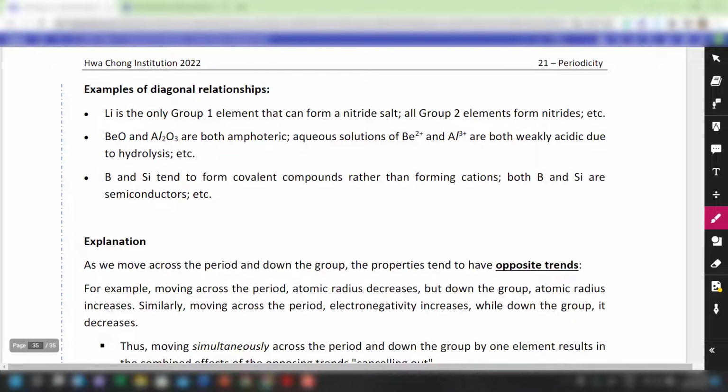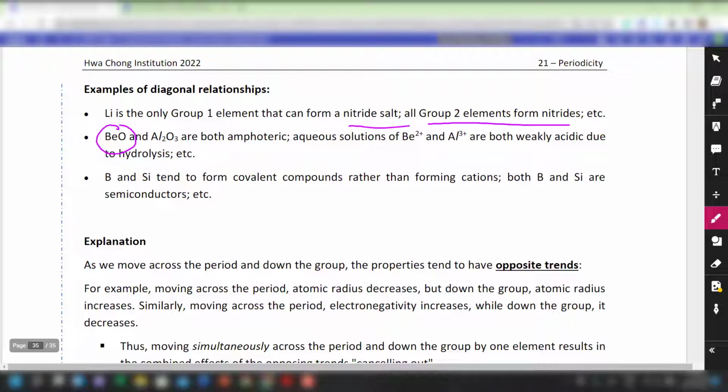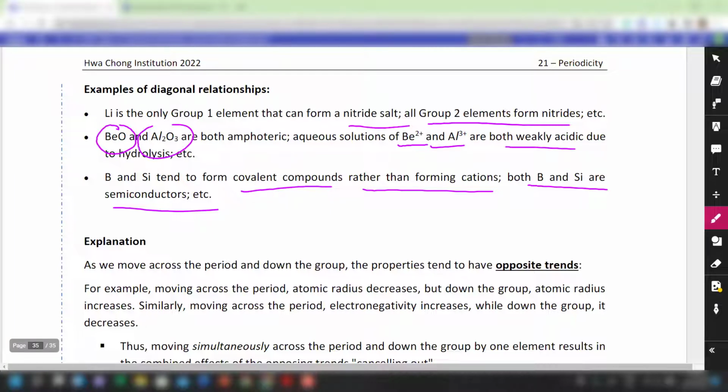Then moving on, examples of diagonal relationships. For example, lithium is the only group 1 element that can form nitride salts. All group 2 elements can form nitride salts. BeO is amphoteric because beryllium shares a diagonal relationship with aluminium. The aqueous solutions of Be2+ and Al3+ are weakly acidic due to partial hydrolysis. Boron and silicon tend to form covalent compounds rather than cations. Boron and silicon are both semiconductors. These are examples of diagonal relationships which you can try to reason out by looking at the explanation below.